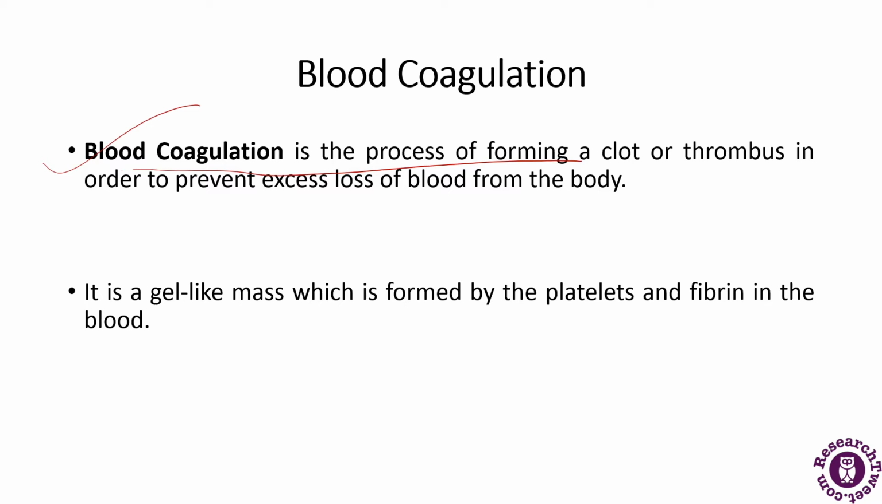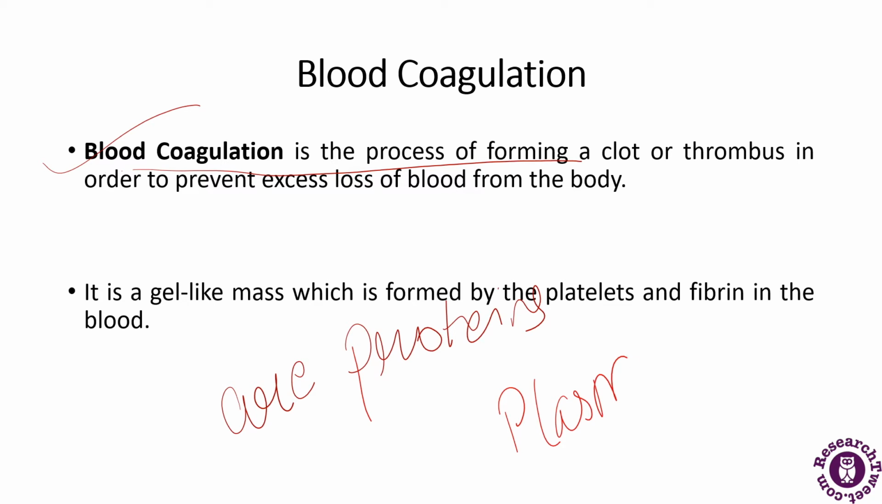Coagulation is the process of forming clots or thrombus in order to prevent the excess loss of blood from the body. It is a gel-like mass formed by the platelets and fibrin in the blood. Coagulation factors are proteins present in the blood plasma that help in converting fibrinogen to fibrin, and that strengthen the platelet plug.